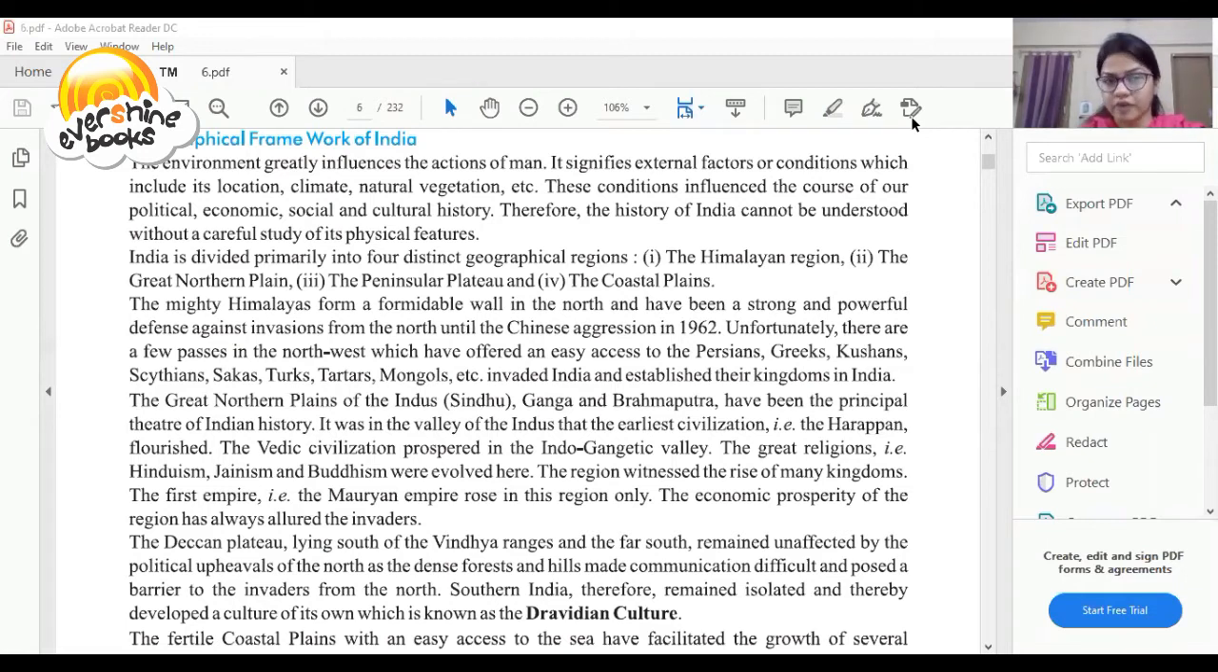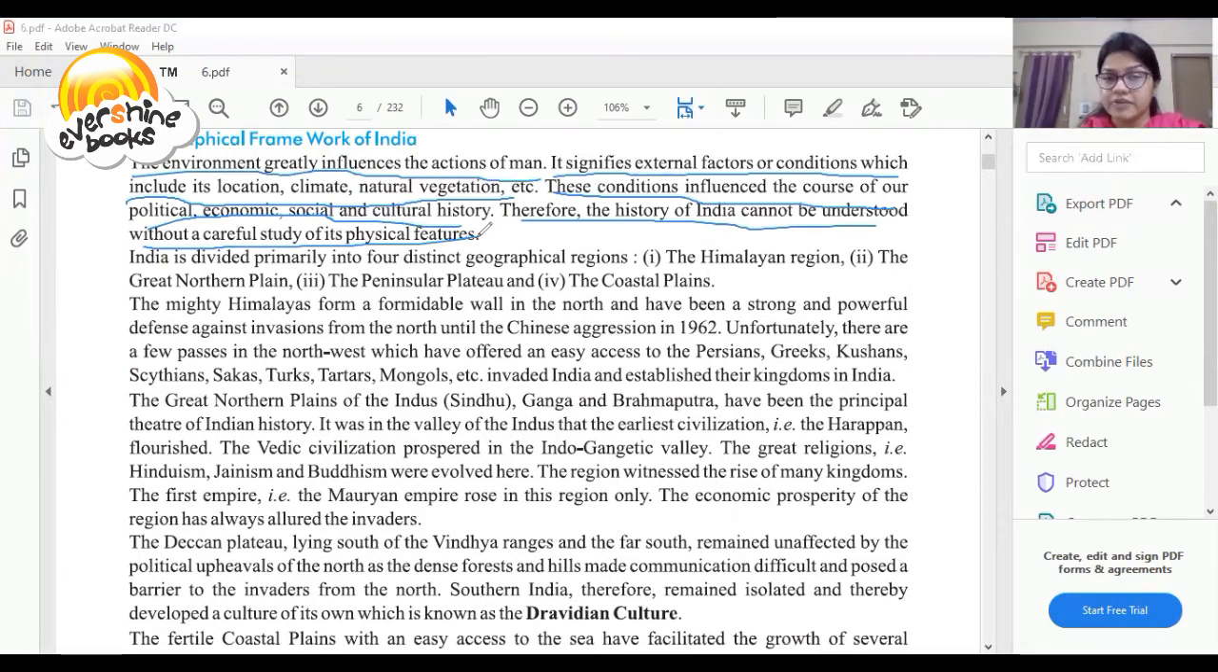What is the geographical framework of India? Let's understand it. The environment greatly influences the actions of a man. It signifies external factors or conditions which include location, climate, natural resources and vegetation. These conditions influence the course of our political, economic, social and cultural history. Therefore, the history of India cannot be understood without a careful study of its physical features.